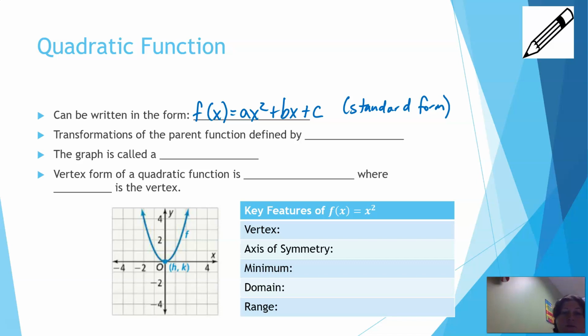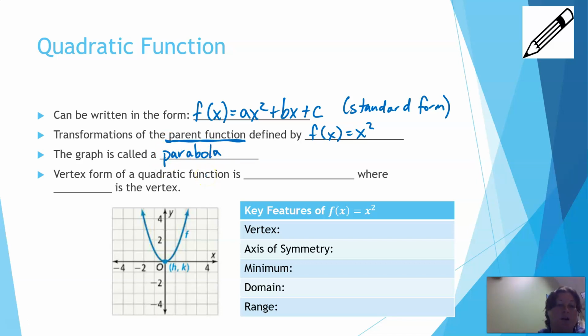Anytime we do transformations of the parent function, I often get the questions of, Ms. Leminski, I know we're transforming the graph, but what am I transforming? You're transforming the parent function, which is f of x equals x squared, just that very basic graph that we'll look at in just a second at the bottom. The graph of any quadratic is called a parabola. It's that U shape.